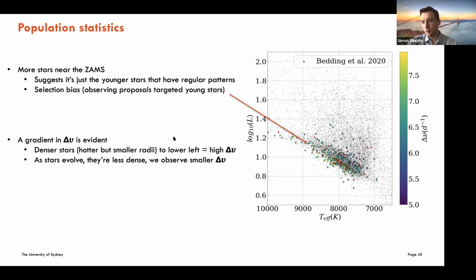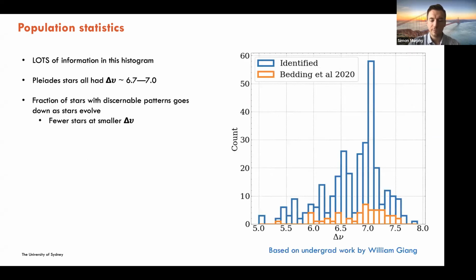Okay, so the fact that there is a gradient suggests that the denser stars have higher delta nu, as we suspected, and that as stars evolve, they get less dense, hence we observe the smaller delta nu. So everything is as we expected. A better way to look at this is with a histogram. There's lots of information in this histogram of delta nu, right?